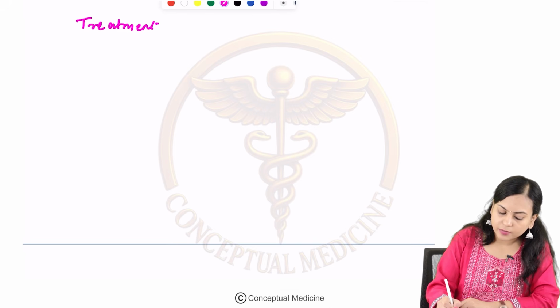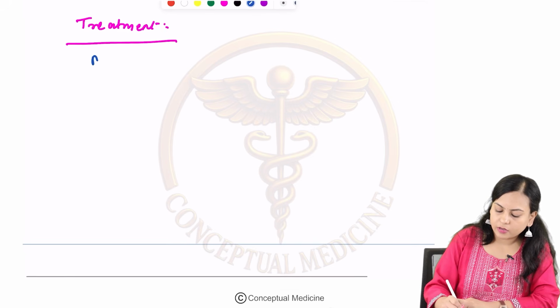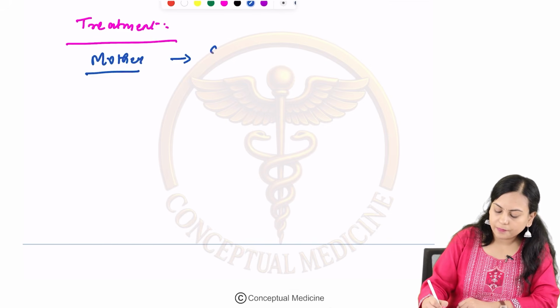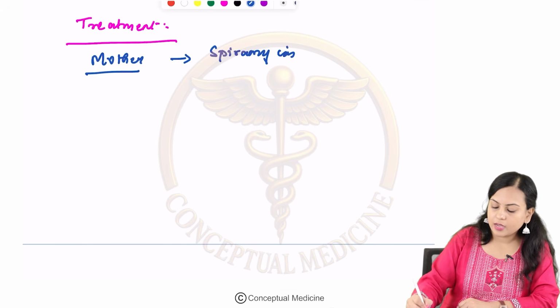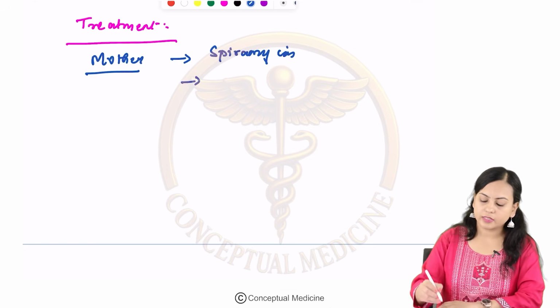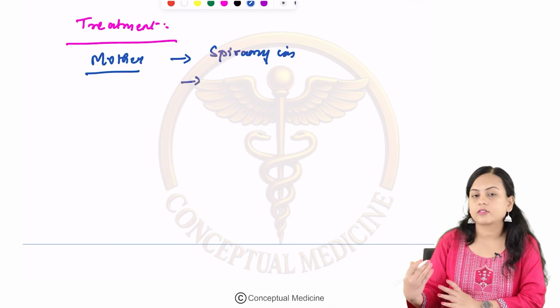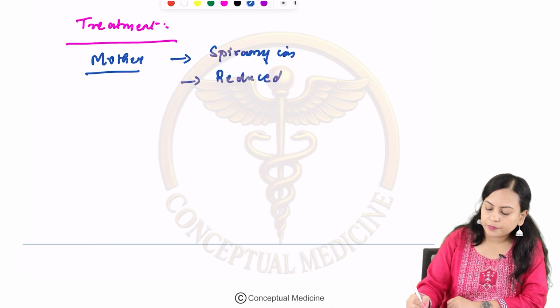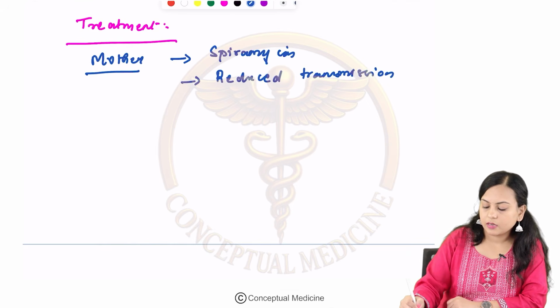Now we will see how we are going to treat this. For the mother, how will you treat first? You will give the drug called spiramycin, and if you give spiramycin, the transmission rate to the fetus is reduced by up to 50%.